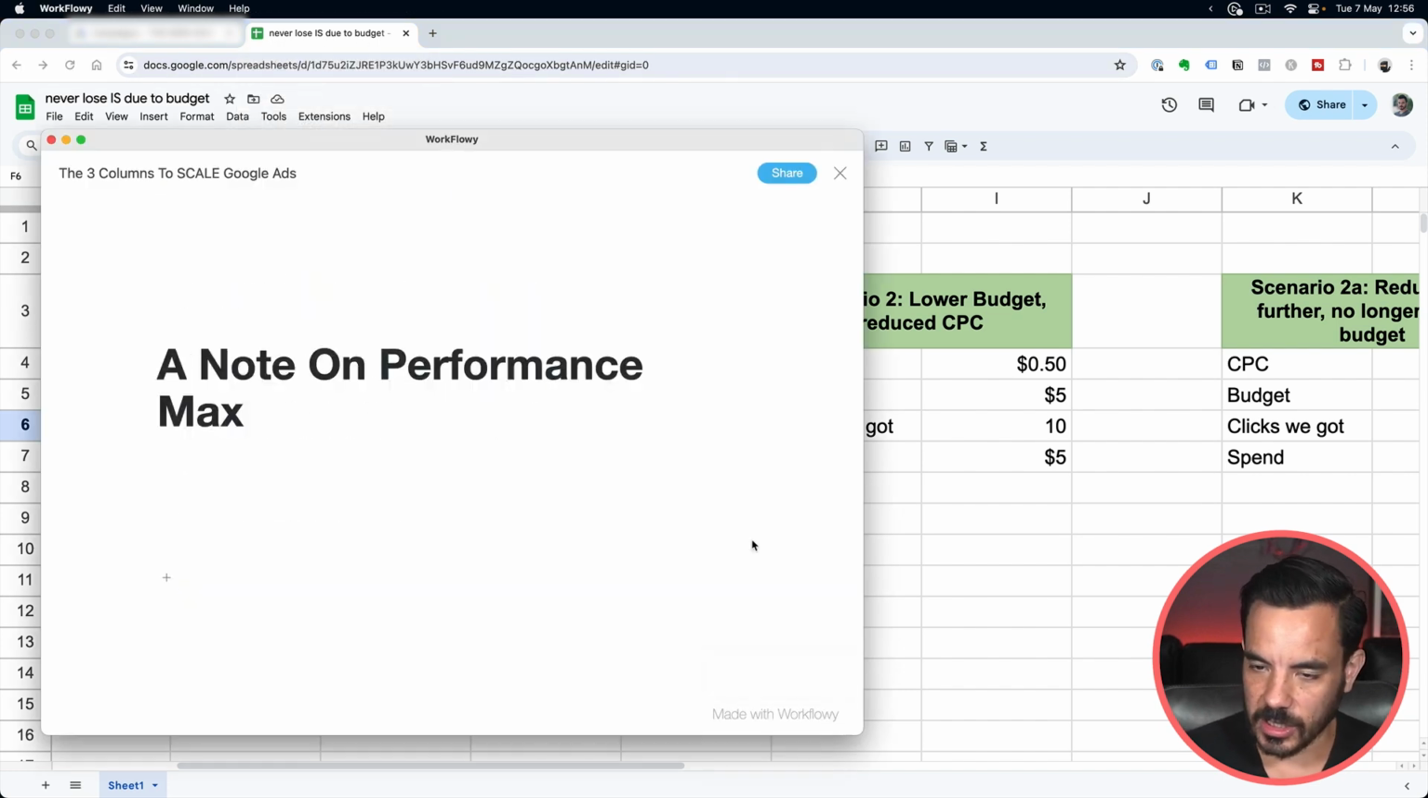Okay, in the next section of the video, I'm going to show you what to do with Performance Max campaigns, because Performance Max campaigns won't show you your impression share column.